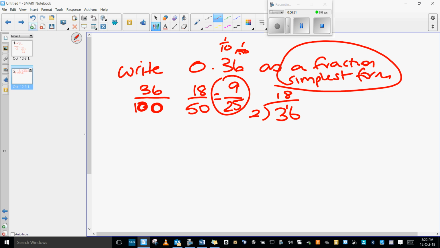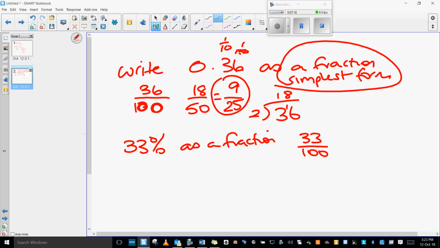What about if I said you had 33% as a fraction in its simplest form? You have to divide it by 100. So what would I write? So 33 over 100. That is a fraction. Does that simplify? No, so we leave it as it is.